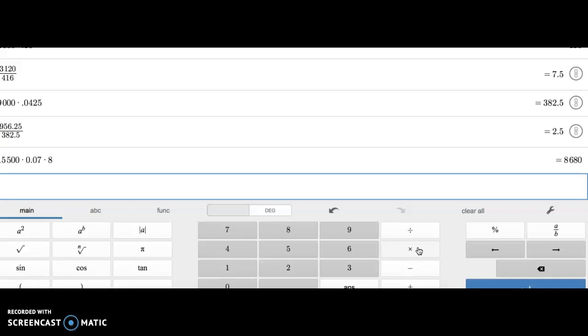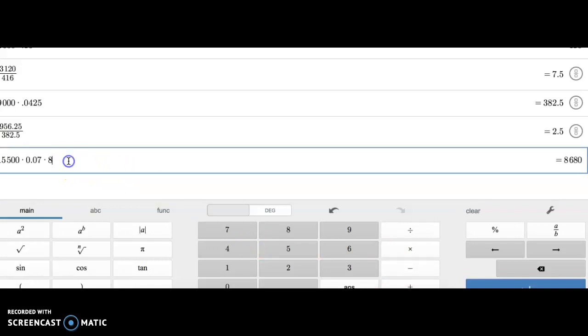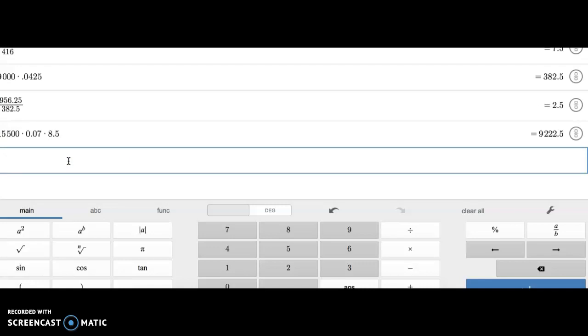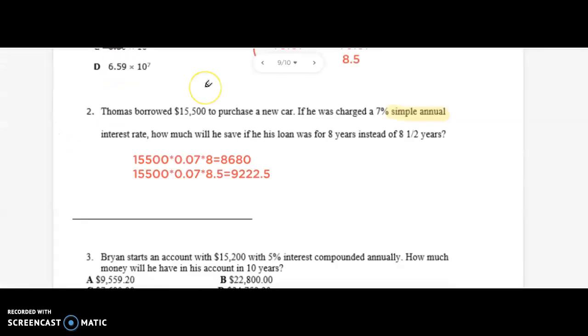8,680. And then, because I'm going to be lazy and I don't feel like retyping this, I'm just going to put the 8.5 there. And that second one is 9,222.5. Okay, and I'm using two different computers on this, so those numbers magically appeared because I'm magic like that. But okay, so those are those two.